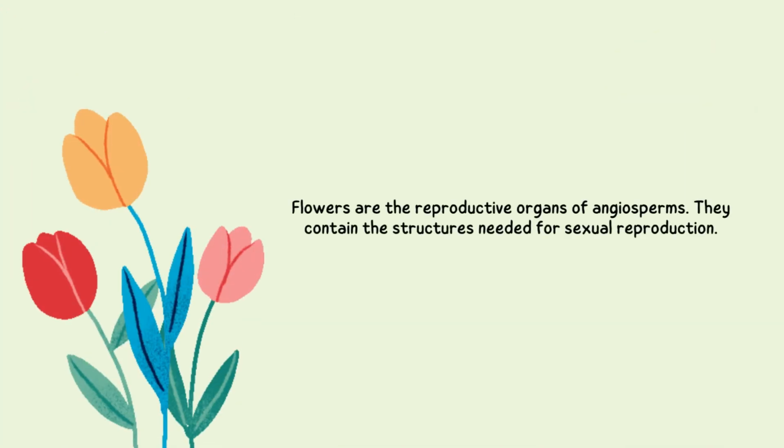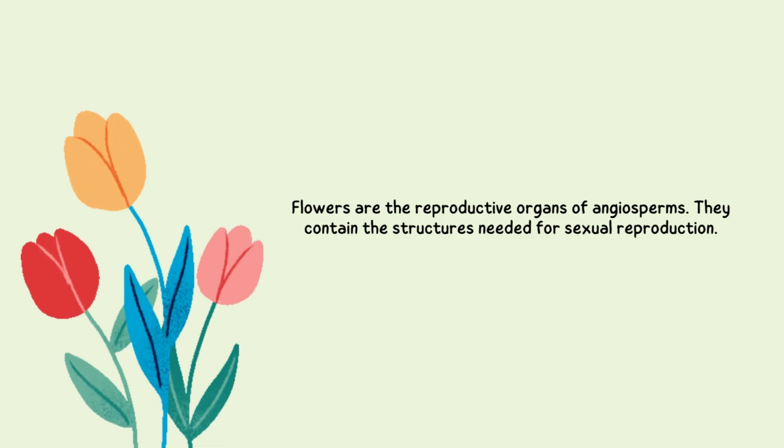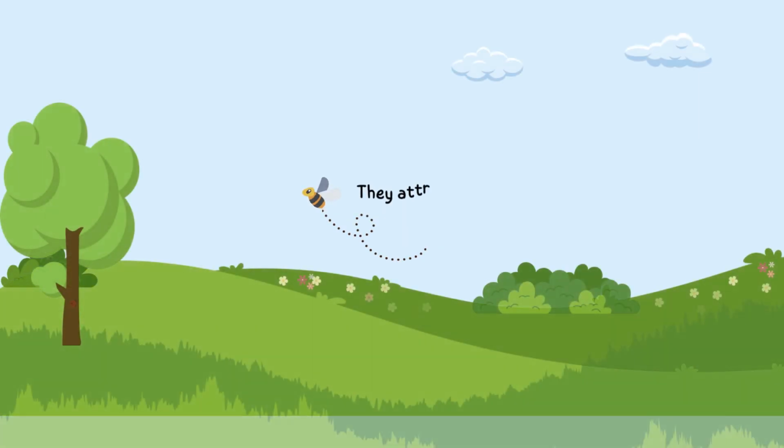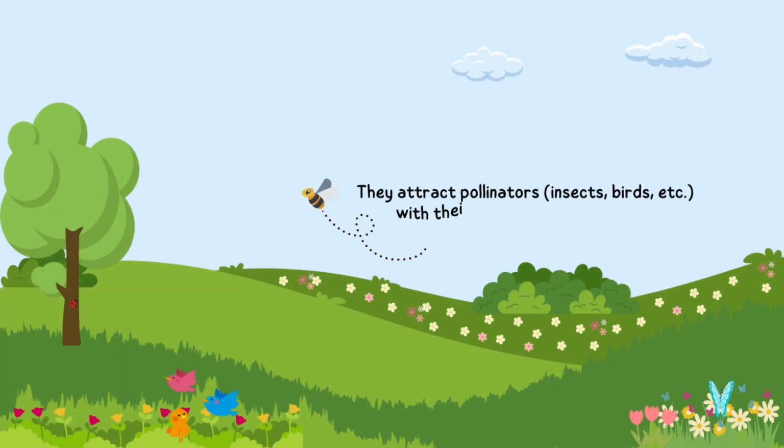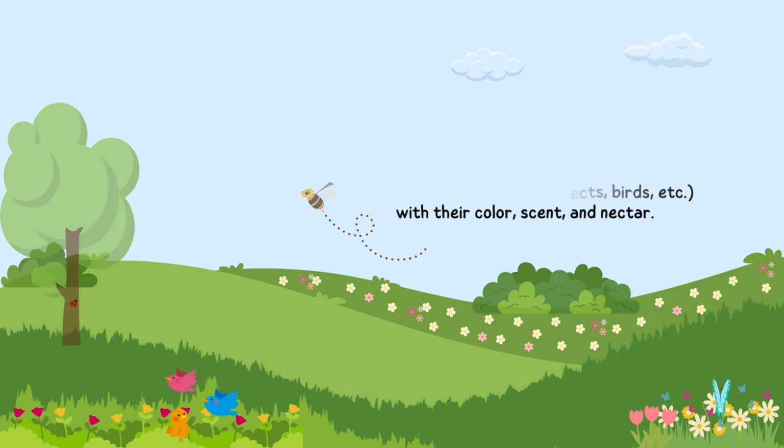Flowers. Flowers are the reproductive organs of angiosperms. They contain the structures needed for sexual reproduction. They attract pollinators, insects, birds, etc., with their color, scent, and nectar.